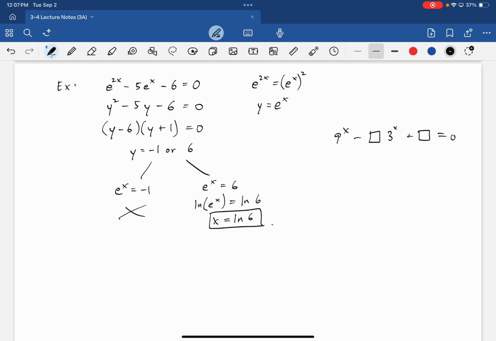Is this also a quadratic? Yeah, it actually is, right? Because 9 to the x is simply 3 to the 2x, right? So 9 to the x is also 3 to the x squared. And so this is also a quadratic in terms of 3 to the x. So we can apply our same process and substitute y equals 3 to the x and solve this. Got it? This is how we do these kinds of questions. Any questions?